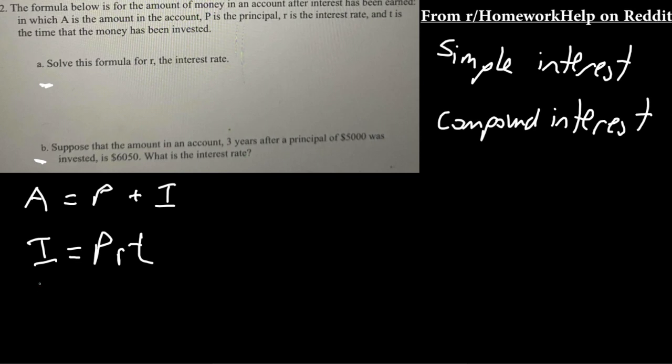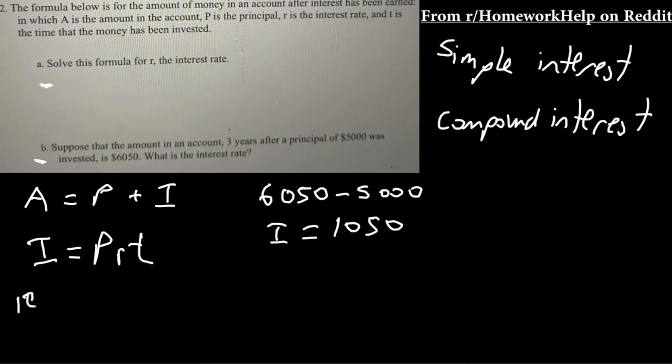Okay, so firstly, 6,050 is the total amount that you have now, and your principal was 5,000. This means that the interest you made is 1,050. So this is the interest that you made in those 3 years. Let's plug that into the formula here. 1,050 is the amount of interest you made. The principal initially was 5,000. The rate R is what you're trying to find, and T is a period of 3 years.